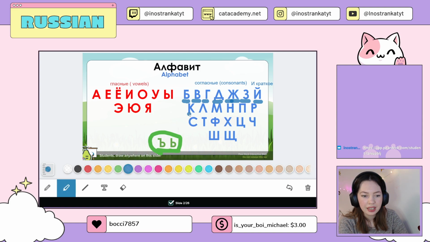Second row. K, K, K. L, L, L. M, M, M. N, N, N. P, P, P. Because here it's not like the English P, it is very explosive, like P, P, P. R, R, R. Or we can also say R, R. S, S, S. T, T, T.